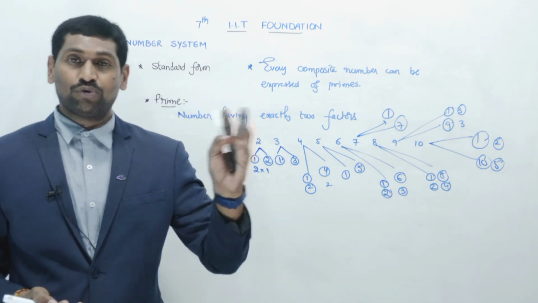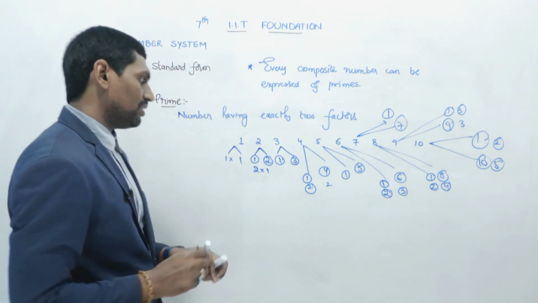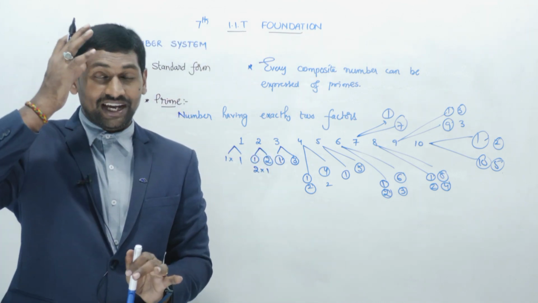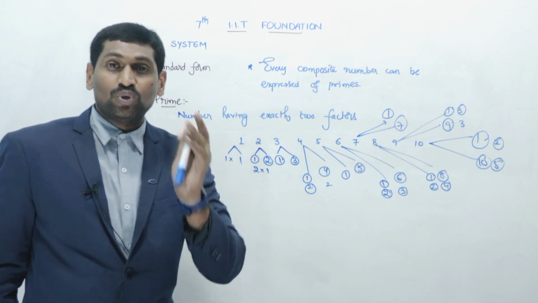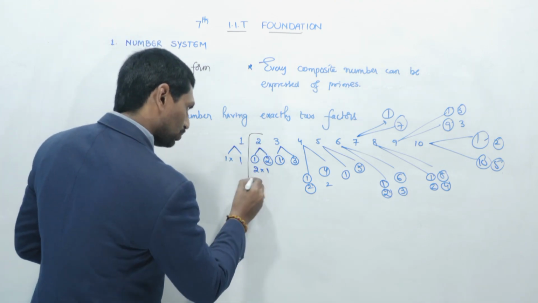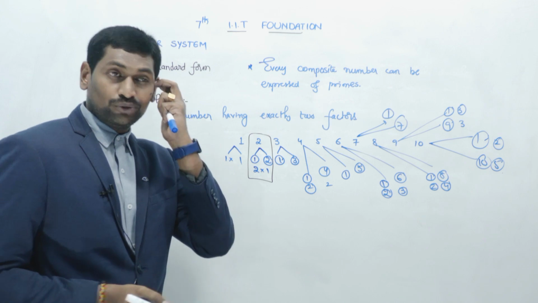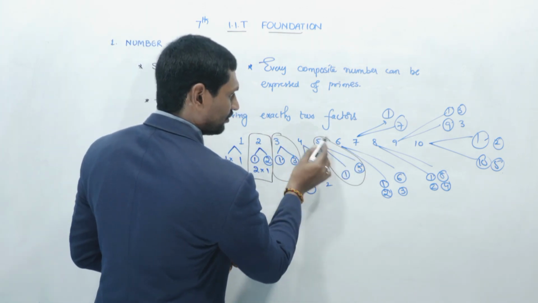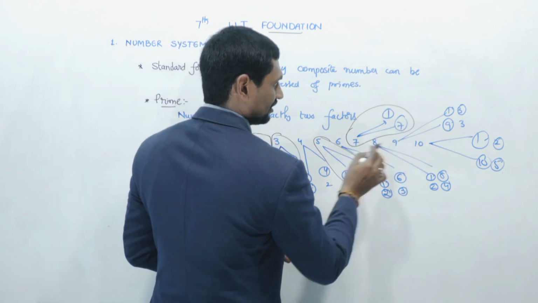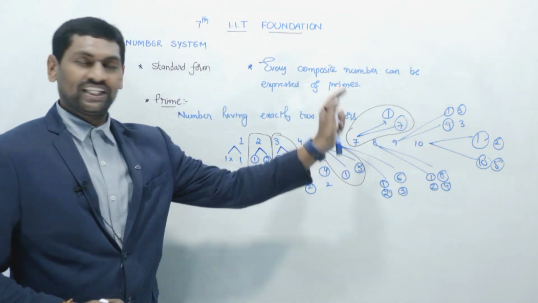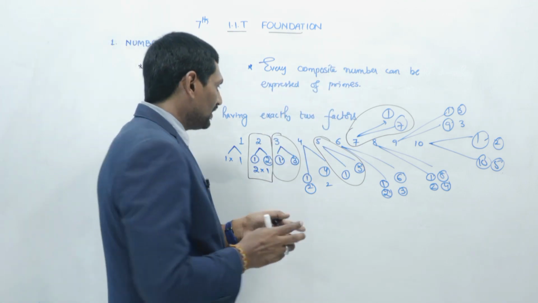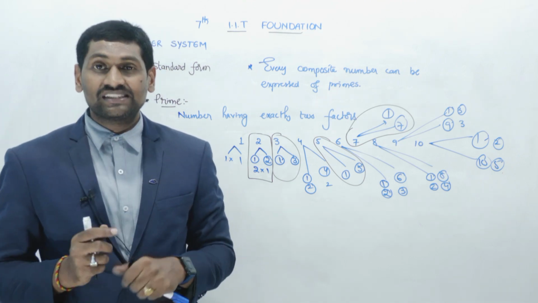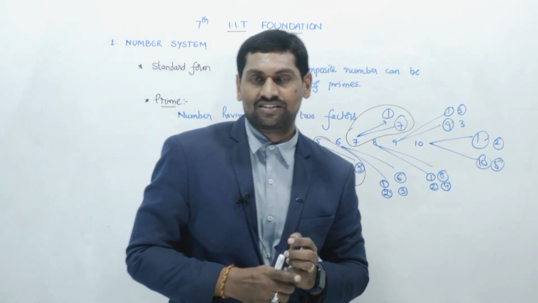Now see, while you are observing the natural numbers 1 to 10, let us identify the numbers which have only two factors. That is 2, 2 has only two factors. Number 3, only two factors. Number 5, number 7. That's it. So 1, 2, 3, 4. We have to say these 4 numbers are prime numbers because they have only two factors.